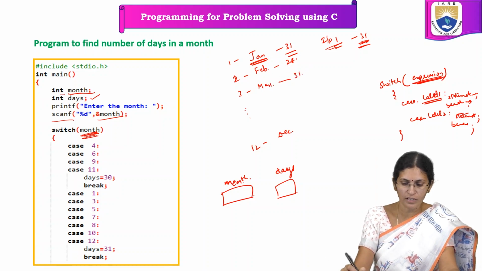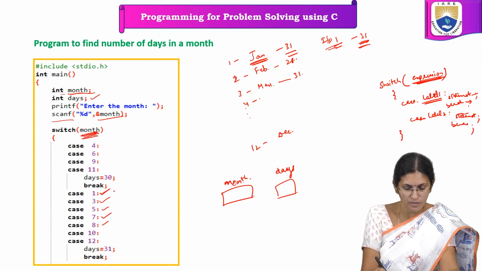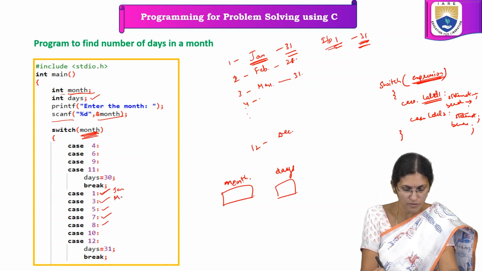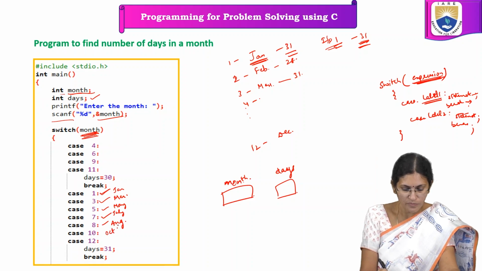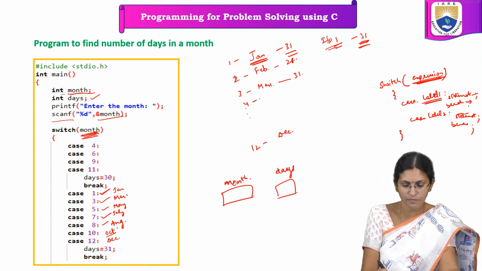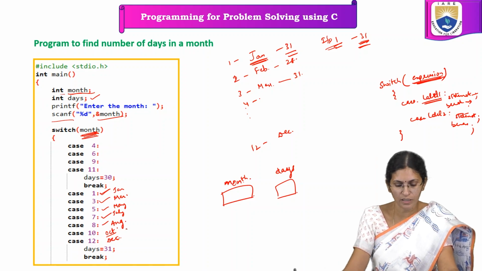So this is also 31 next to 4. So these are the different months which have 31 days. January, March, then May, July, August, September, October, November and December. So these different months, they have 31 days.